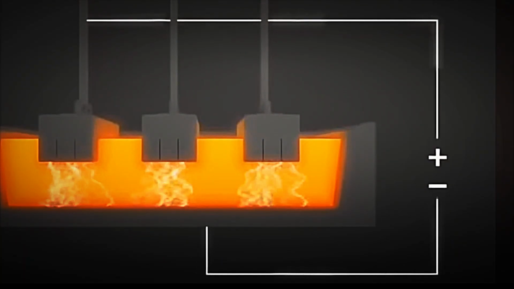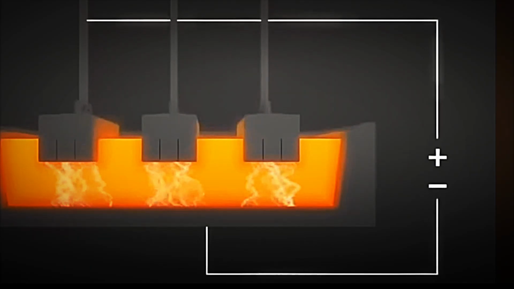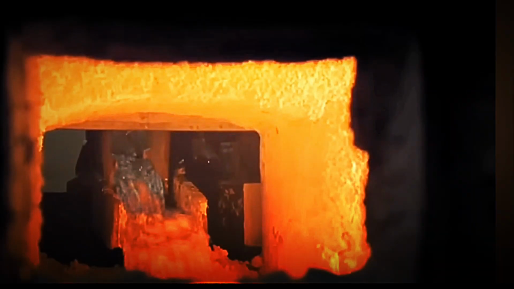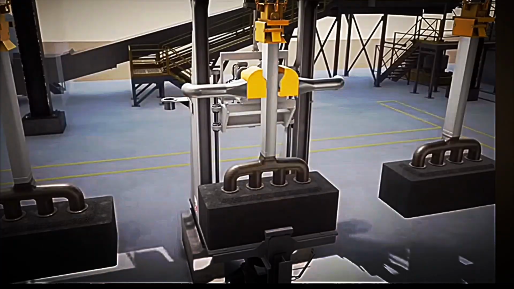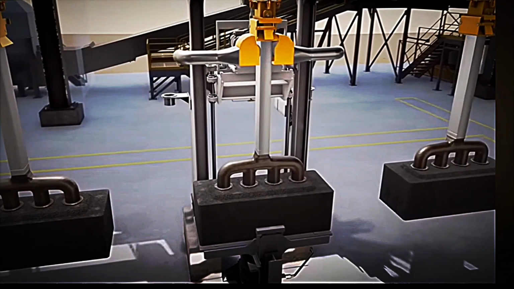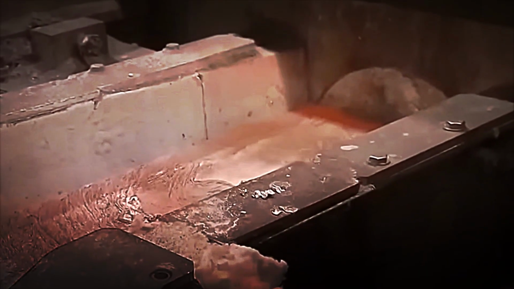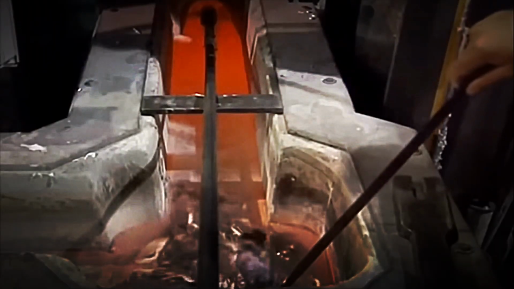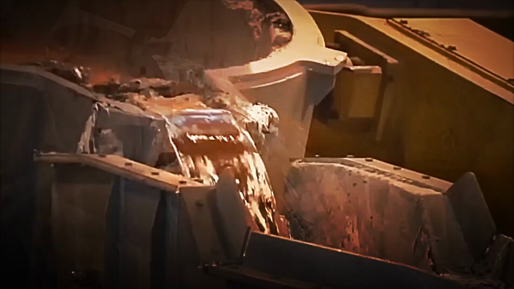In these cells, oxygen is released and reacts with the carbon in the anodes, while pure aluminum settles to the bottom in liquid form. Each cell can produce several tons per day, but also consumes enormous amounts of electricity. In fact, it's estimated that manufacturing a single ton of aluminum requires up to 14 megawatt-hours of energy. That's why many plants are located near hydroelectric dams or other abundant and inexpensive energy sources.